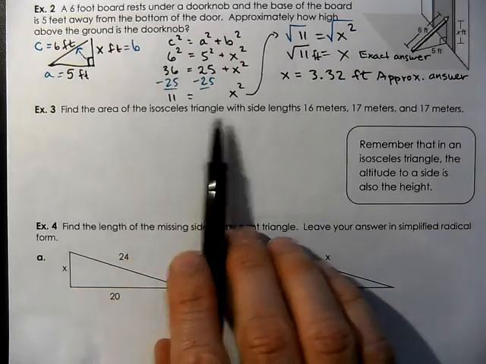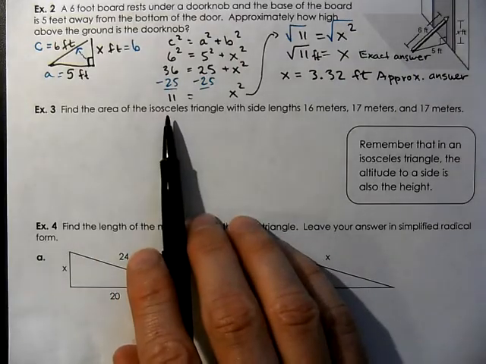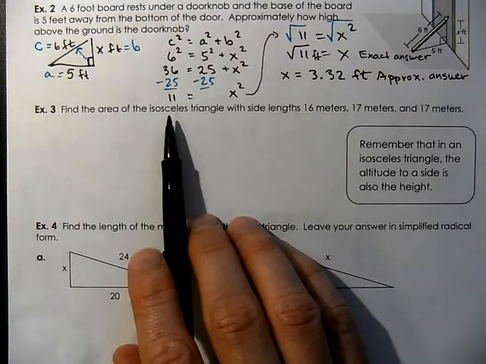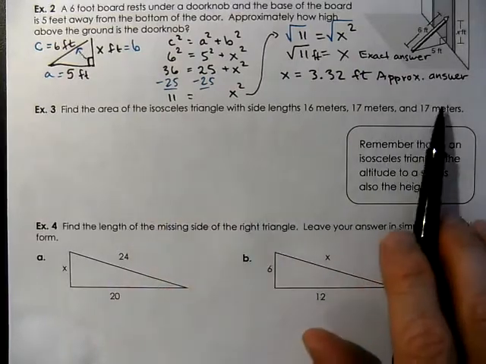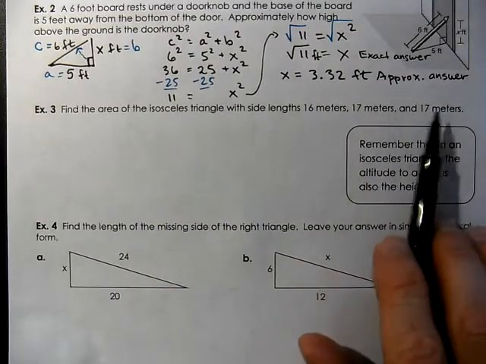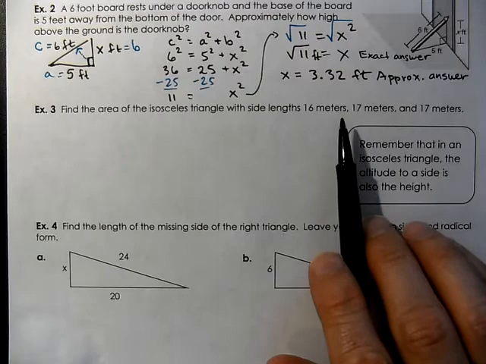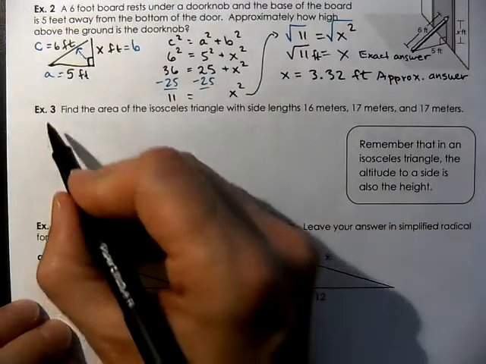It says we have an isosceles triangle. Later on, we'll do more work with classifying triangles. Isosceles means that we have 2 sides that are the same length. And you can see these are the 2 sides with the same length of 17 meters. The third side is the 16. So let me draw a picture.